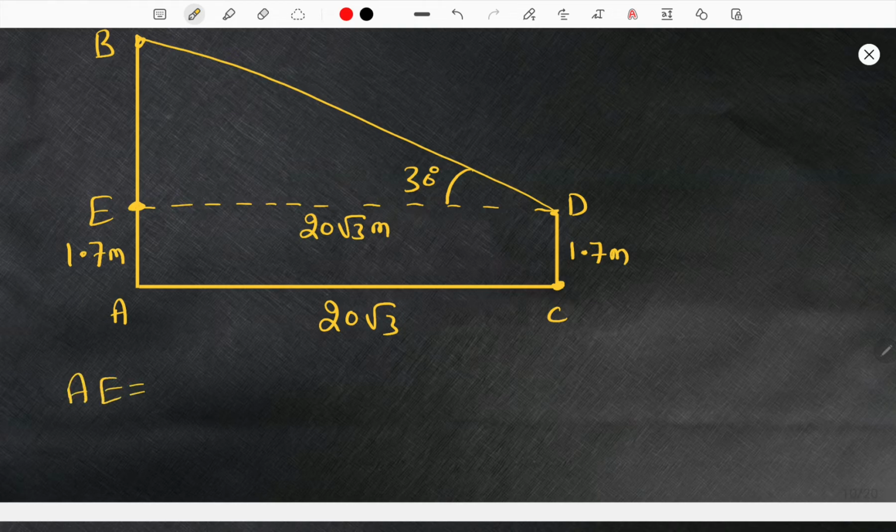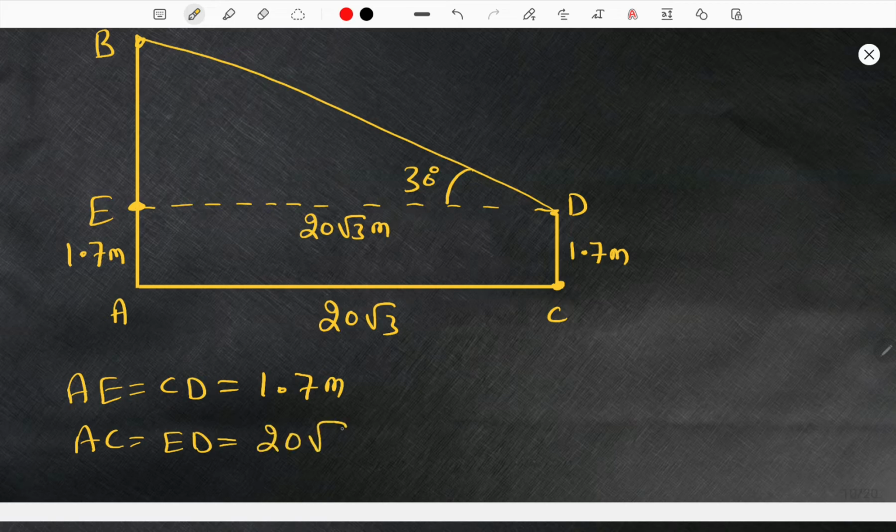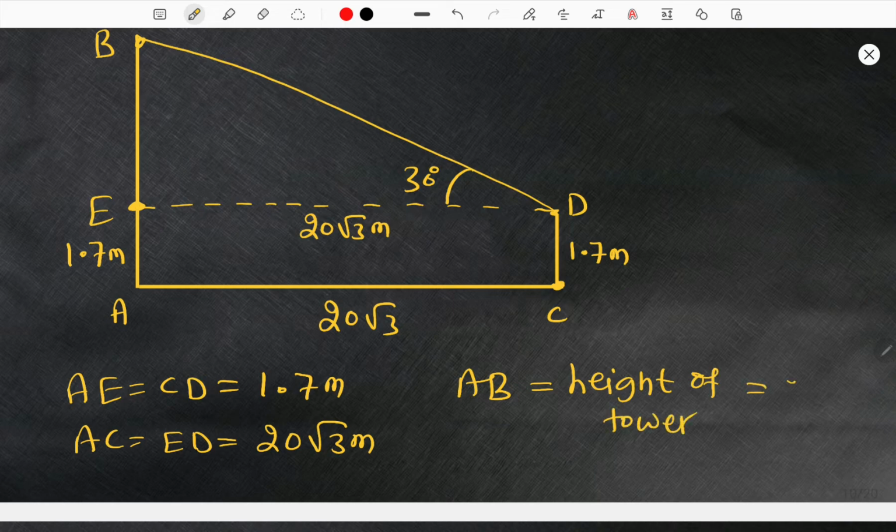AE is equal to CD is equal to 1.7 meter. Then AC is equal to 20 root 3 meter. I hope it's clear. And how about AB? AB is the height of the tower, and that's what they are asking us now. AE is known, now you have to find EB. If you find EB, then we'll get to know the height.